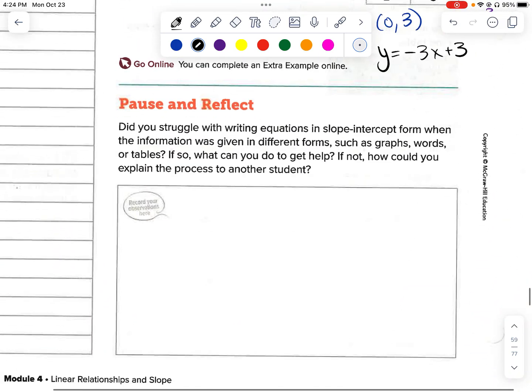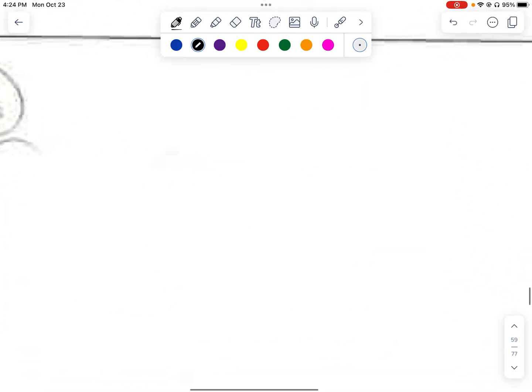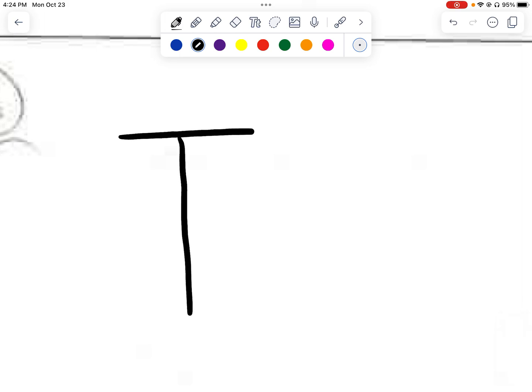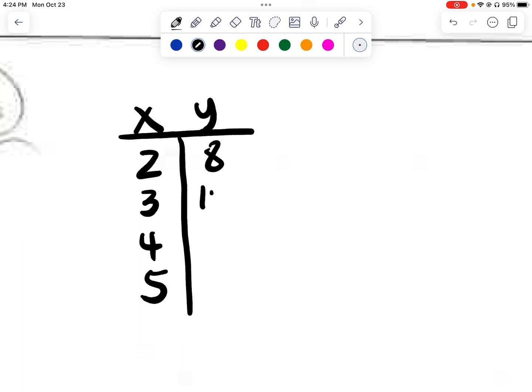I'm actually going to give you a different table, and I want you to do it. So I'm going to give you 2, 3, 4, 5, and I'm going to give you 8, 10, 12, 14. Now some of you may be saying, oh no, there's no y-intercept here. And that's on purpose. So let's do the slope first.